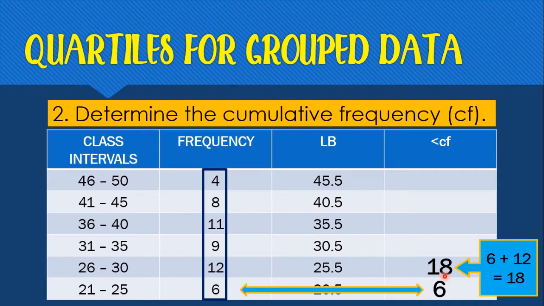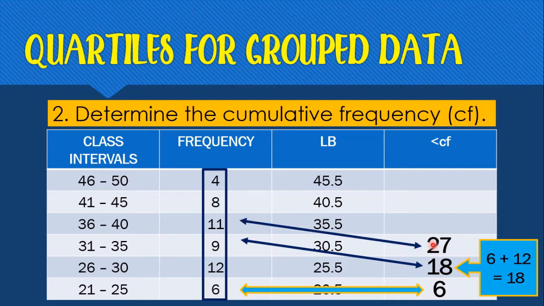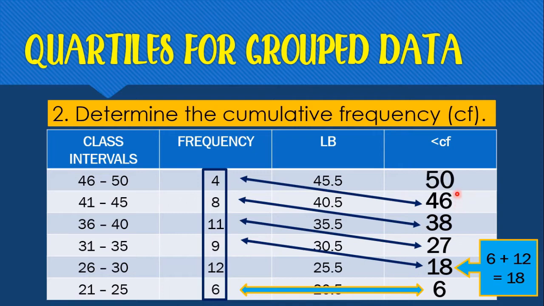And then in the same way, 18 plus 9 is equal to 27. 27 plus 11 is equal to 38. 38 plus 8 is equal to 46, and then 46 plus 4 is equal to 50. And take note, our highest less than CF here will be the total frequency. So the sum of the frequencies here will be equal to the highest less than CF, which is 50.